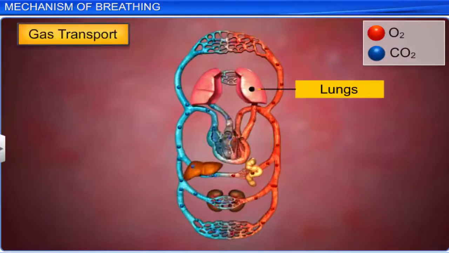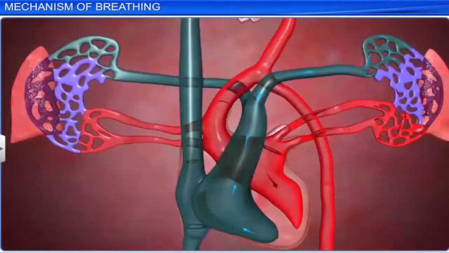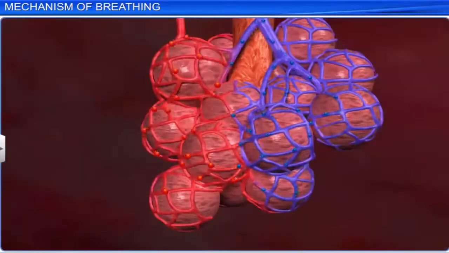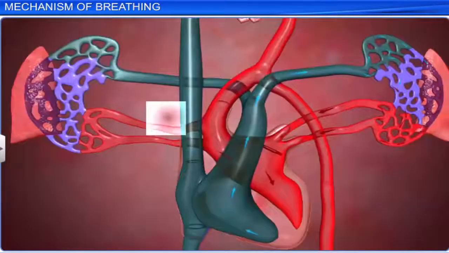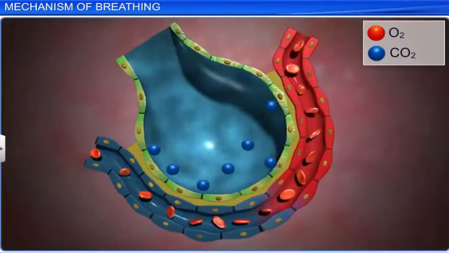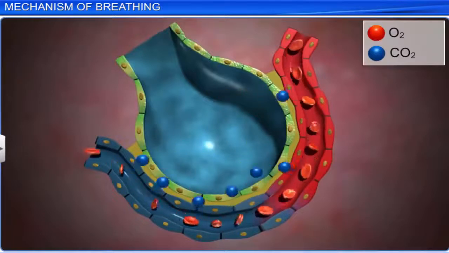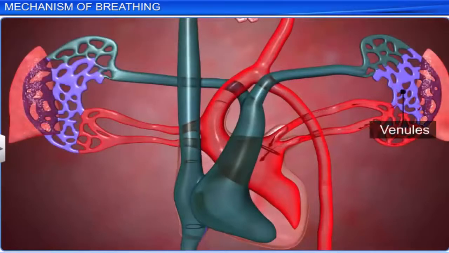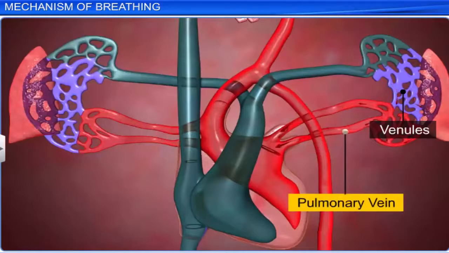This is called gas transport. Blood from the heart enters the lungs through the pulmonary artery, arterioles, and alveolar capillaries. In the lungs, oxygen and carbon dioxide are exchanged between blood and the air. This blood then flows out of the alveolar capillaries through venules and back to the heart via the pulmonary veins.